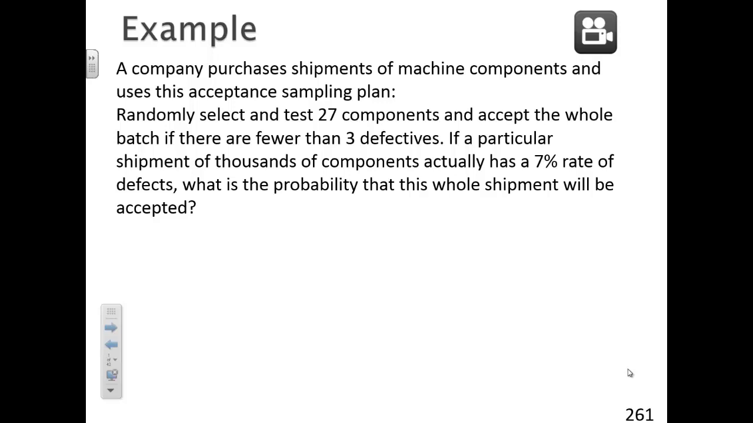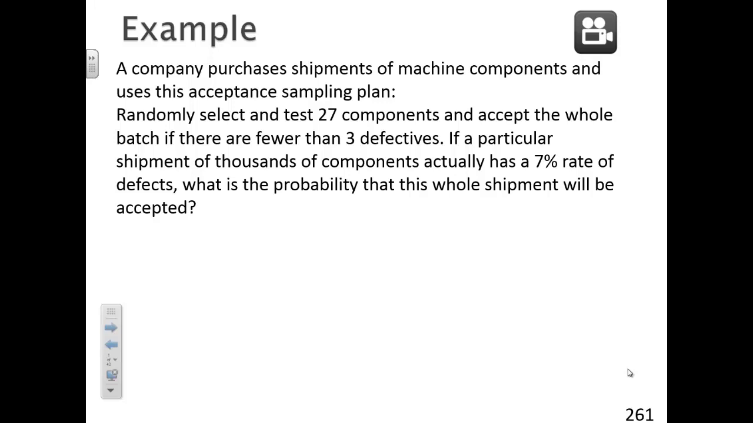Here we have two more examples of using the binomial distribution when you're needing the calculator to add values together for you. A company purchases shipments of machine components and uses this acceptance sampling plan. Randomly select and test 27 components and accept the whole batch if there are fewer than 3 defectives. If a particular shipment of thousands of components actually has a 7% rate of defects, what is the probability that this whole shipment will be accepted?